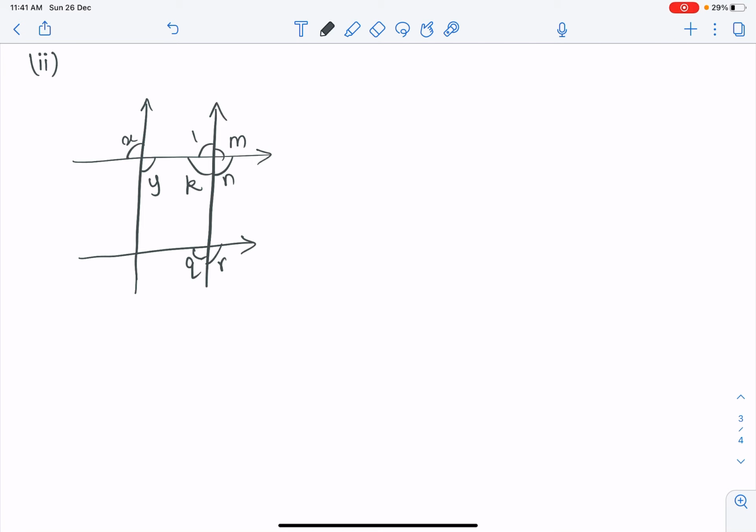Got it? So here X is first equal to Y. You can write that because of vertically opposite angles. And also keep checking whether the shape is formed or not. Here Z has been formed. Then Y is equal to what? K is not possible because it is co-interior. L is possible because of alternate, and the Z shape is also formed. So Y is equal to L because of alternate angles.